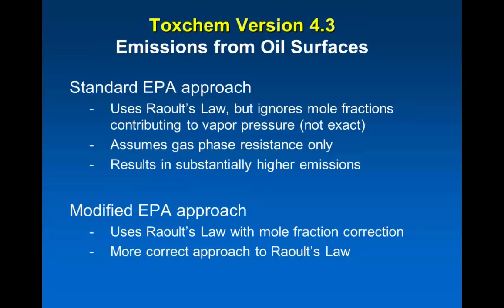And these two factors actually lead to substantially higher emissions from the oil layers if we use this particular approach. In the modified approach, what we have done is we try to modify the Raoult's equation and correct it for the mole fraction of the VOC compound in the oil layer. And we think that this is a more correct approach to Raoult's law. And when we make this modification, the estimated emissions become much lower than what are estimated from the standard EPA approach.